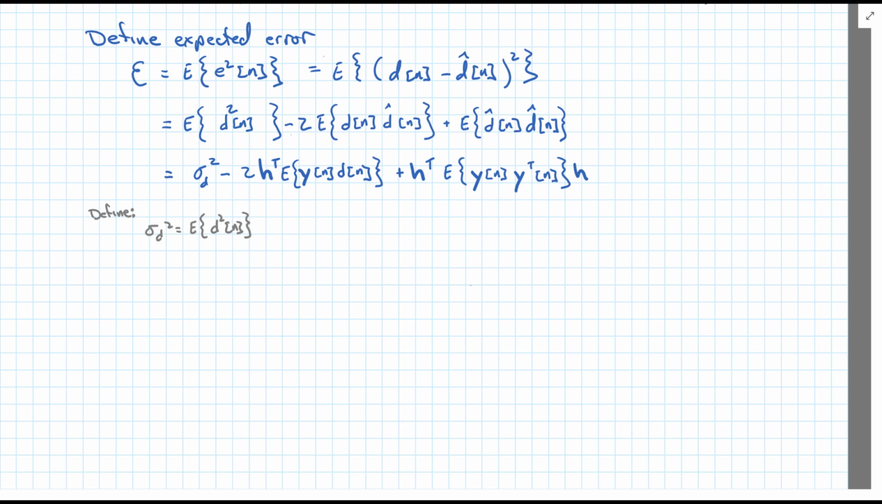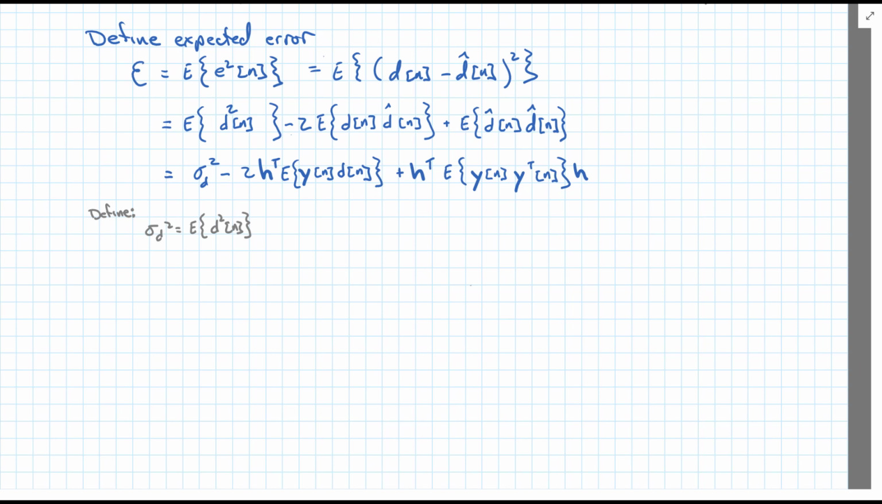Now we can simplify this by defining a few terms. I've already done so in the very first term of the equation. That is that the expected value of d_n squared, if it's stationary, is just sigma squared d. This assumes also zero mean, so that would be implied in there.